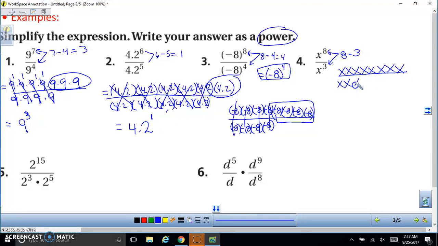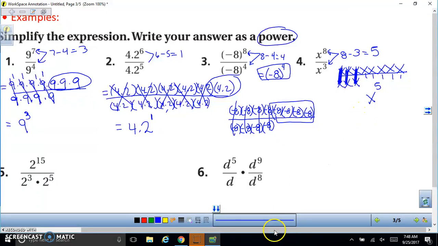1, 2, 3. X divided by x is 1 because it's itself. X divided by x is 1. X divided by x is 1. And we have 1, 2, 3, 4, 5, which is 8 minus 3. X to the 5th exponent.